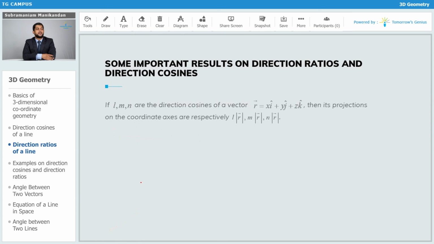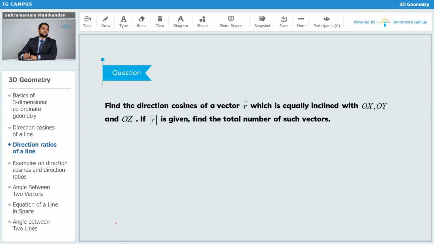If L, M and N are the direction cosines of a vector r bar equal to x i cap plus y j cap plus z k cap, then its projections on the coordinate axes are respectively L magnitude of r bar, M magnitude of r bar and N magnitude of r bar, all magnitudes only. Let's look at a question based on this. Find the direction cosines of a vector r bar which is equally inclined with Ox, Oy and Oz, that is the x, y and z axis. If magnitude of r bar is given, find the total number of such vectors.